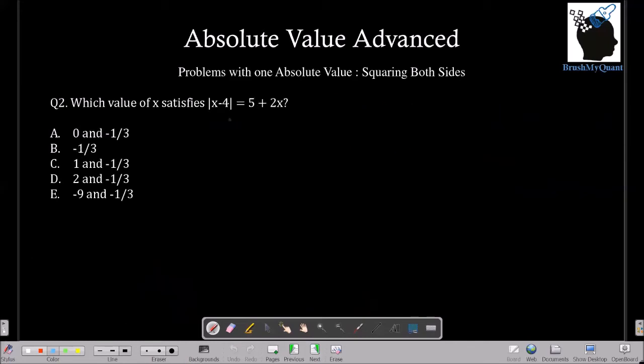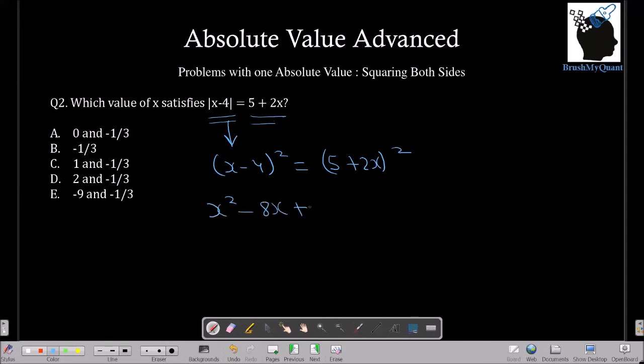So mod of x minus 4 is equal to 5 plus 2x, and we are going to use the squaring both sides method. So we are going to square this. So we will have (x minus 4) whole square is equal to (5 plus 2x) whole square. And if you'll notice, again in this case, the absolute value term is on one side and everything else is on the other side. So we are going to use the (a minus b) whole square formula to have x square minus 8x plus 16 is equal to 25 plus 20x plus 4x square.